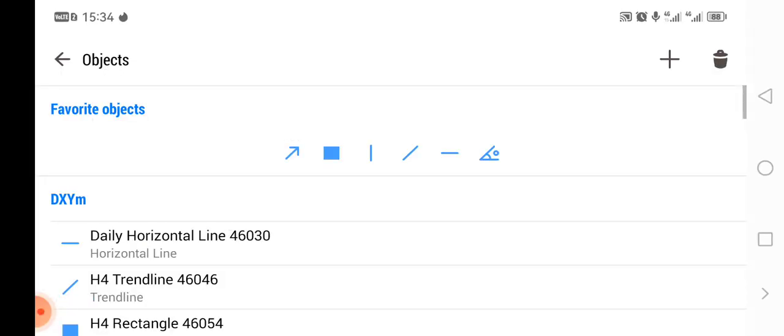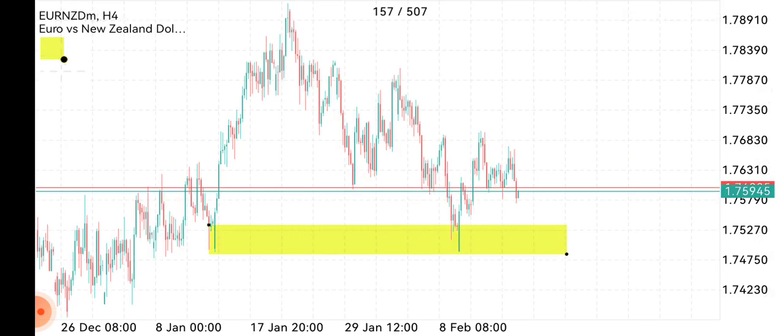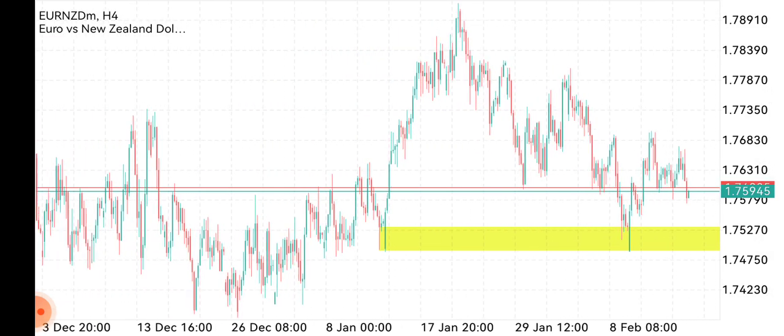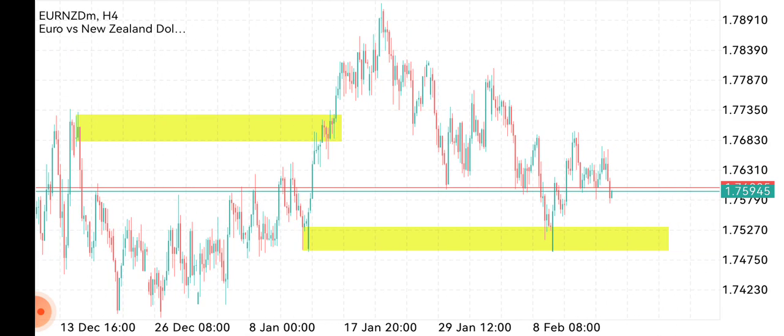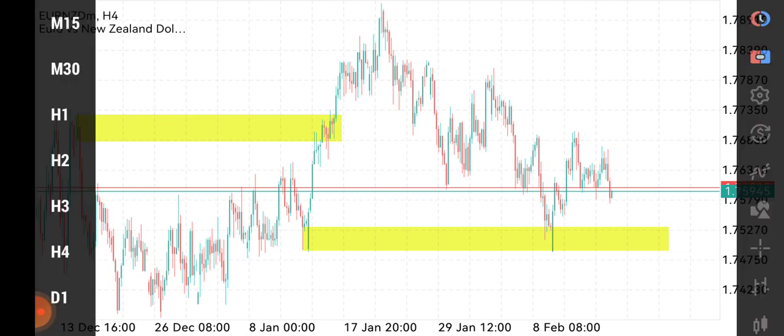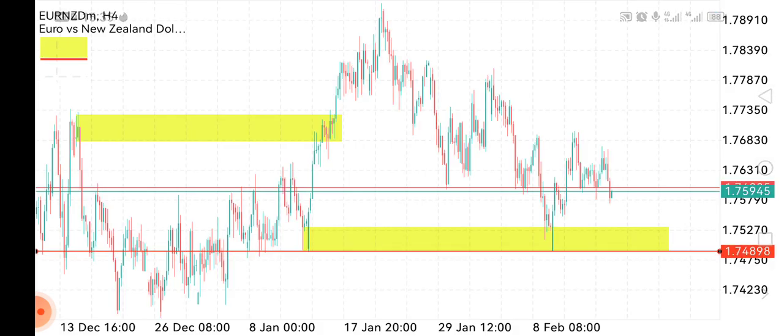On H4, I can see that this was a demand zone. The market respected this demand zone. This is the demand zone that took out this supply zone. So now this is S2D, supply to demand. The market retested and respected our demand nicely here, and nicely there.